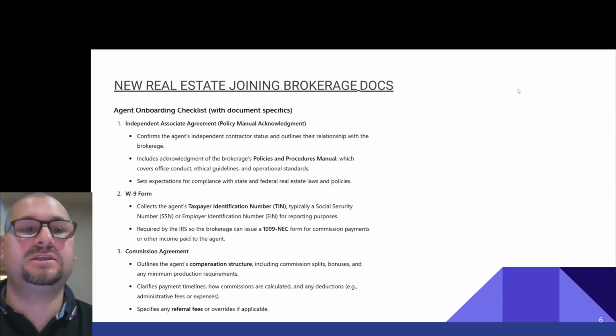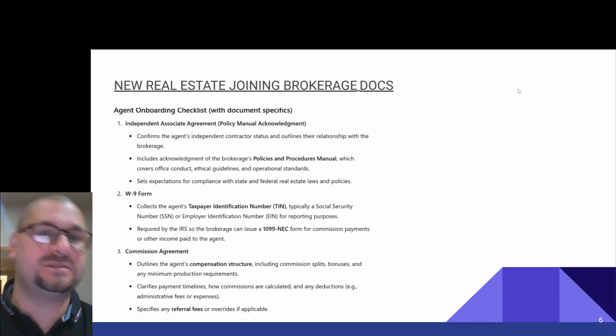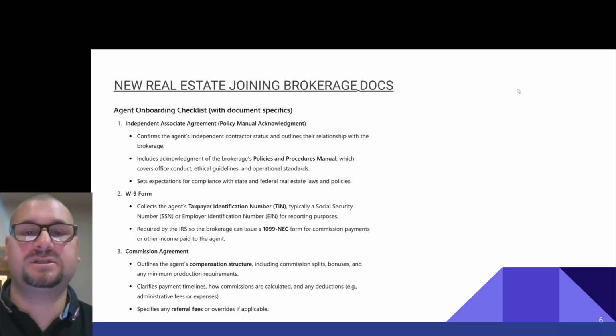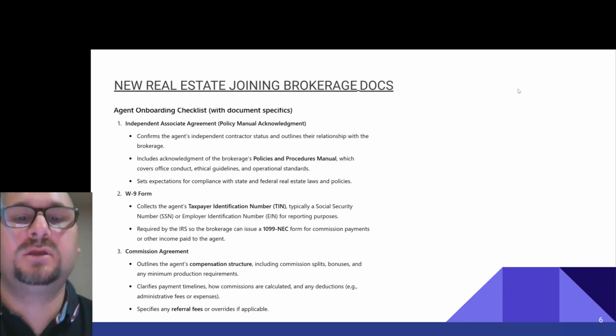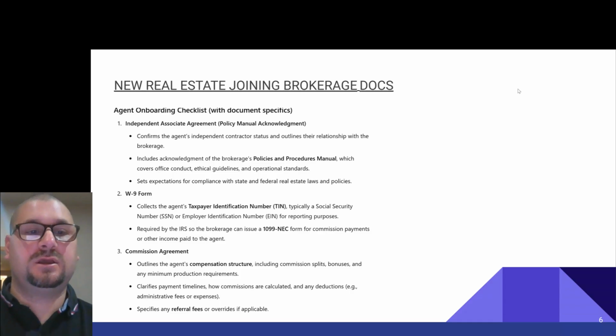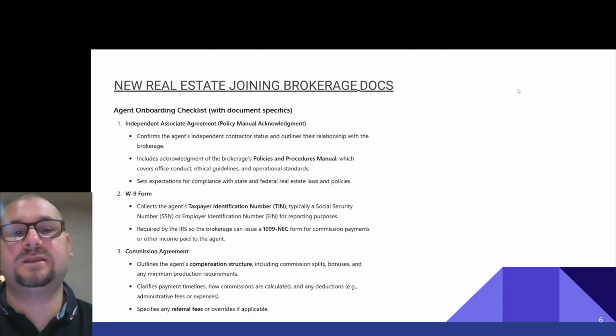Then you want to sign the W-9 form. This is going to collect the agent's taxpayer identification number, called a TIN. Sometimes people call it the TIN. It's a taxpayer identification number, typically a social security number, SSN, or employer identification number for reporting purposes. This is required by the IRS, so the brokerage can issue a 1099 NEC form for commission payments or other income paid to the agent.